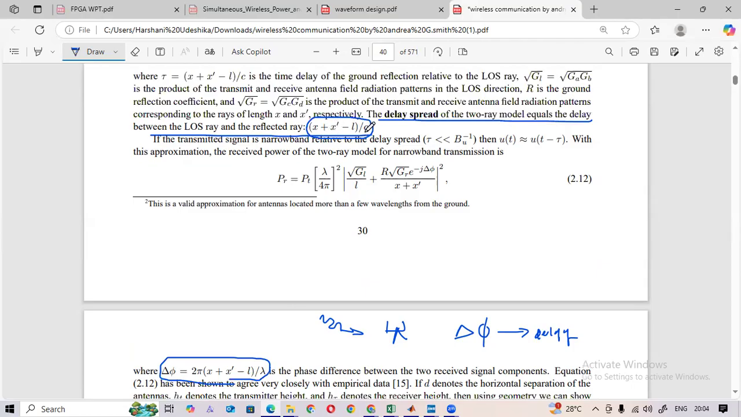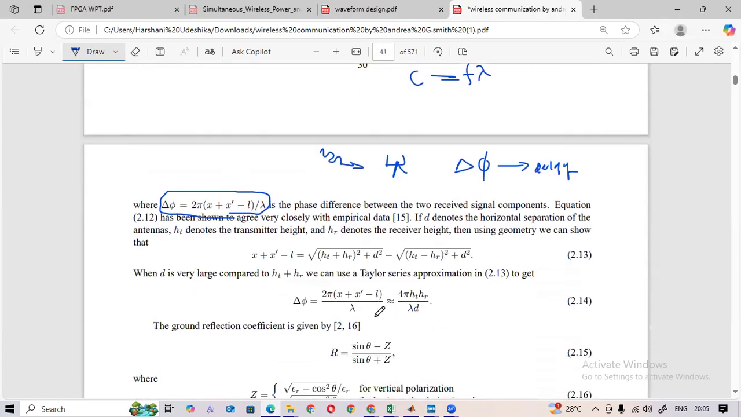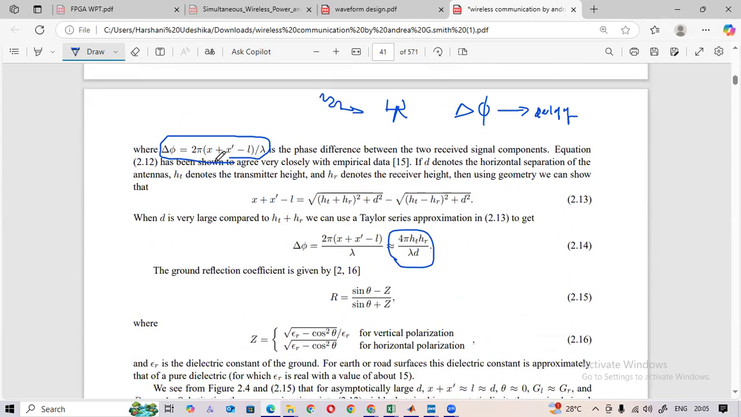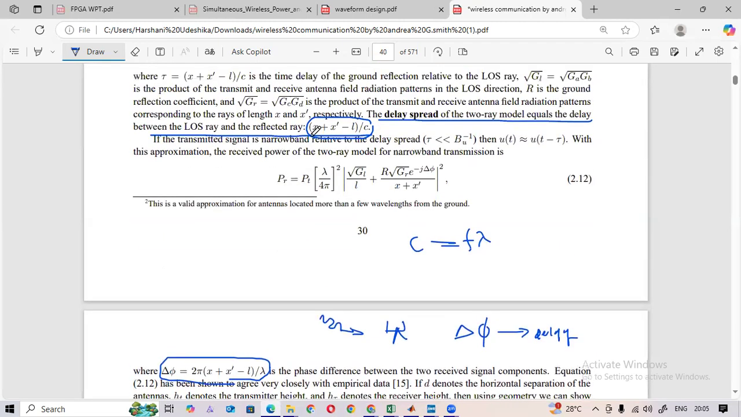So see that there is v here, and 2π, c equal to f lambda. So instead of this c, you have lambda here, and also there is a 2π. So you can find the relationship between this delay spread and delta phi. You can find the delta phi here, and using delta phi, if you know this value, you can find this one.